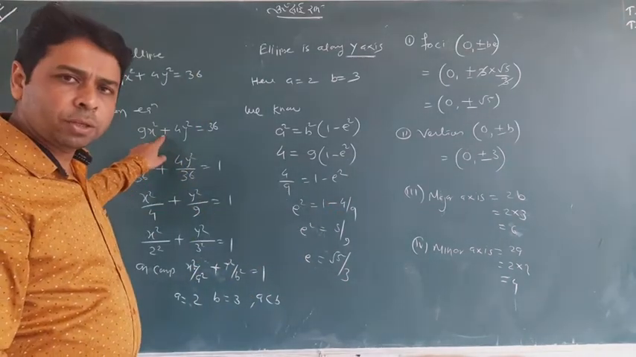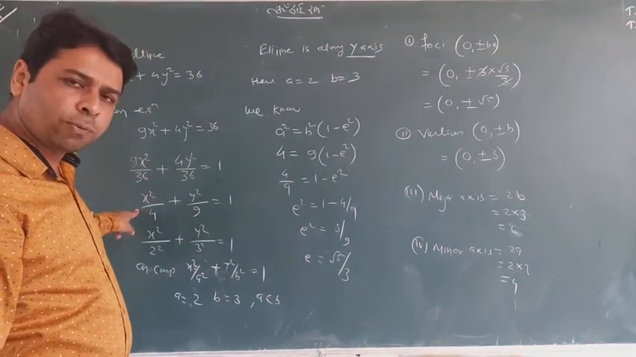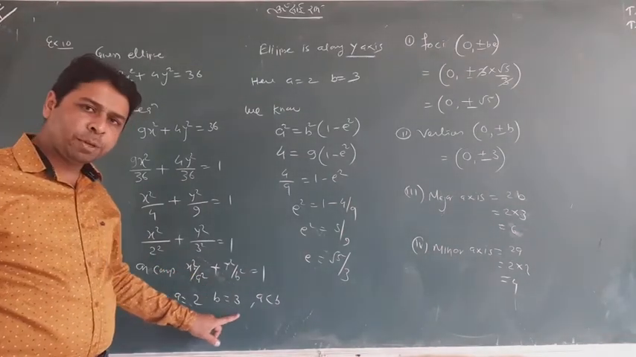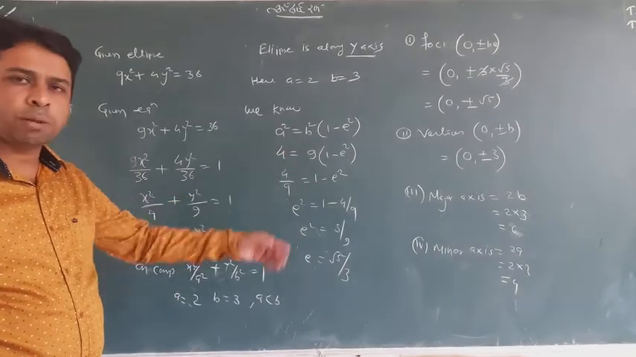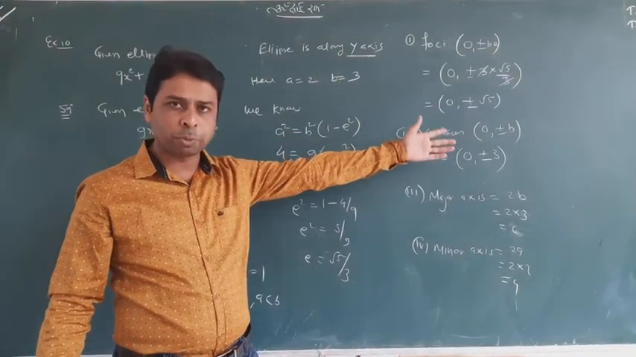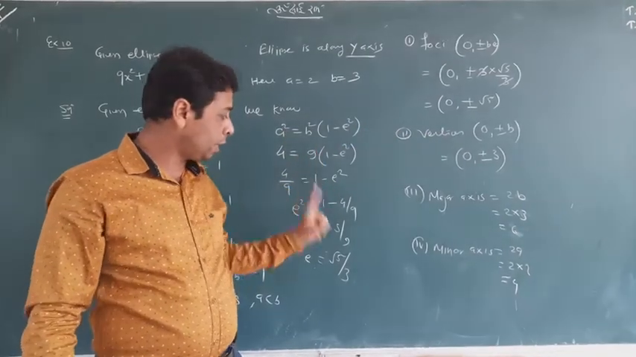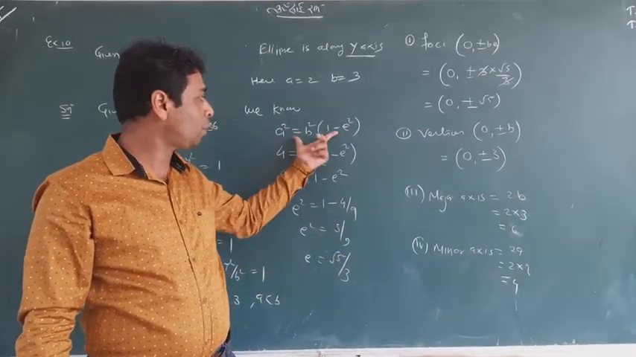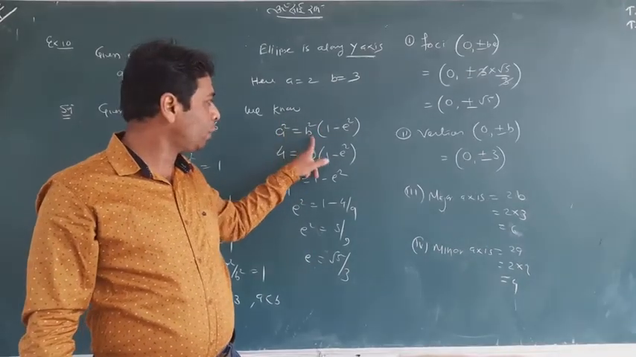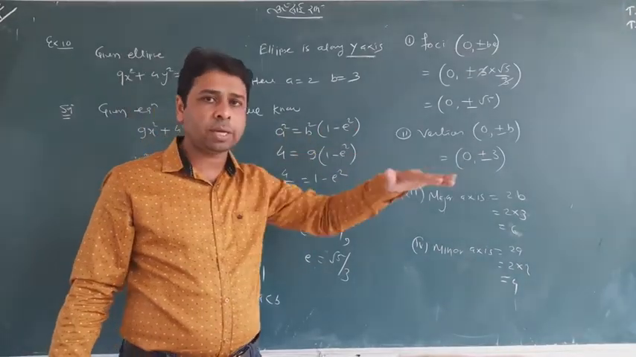An ellipse will be given. You first change it into the general form. You compare with x square upon this one and find a and b. When a is less than b, this will follow. When a is greater than b, along the x-axis will follow. The formulas will be changed. You first find e only, by this formula: when it is along the y-axis, b square equals a square, 1 minus e square, and similarly when it is along the x-axis.